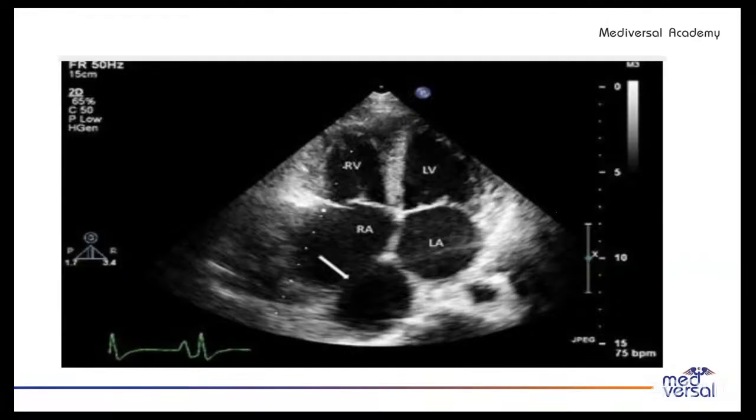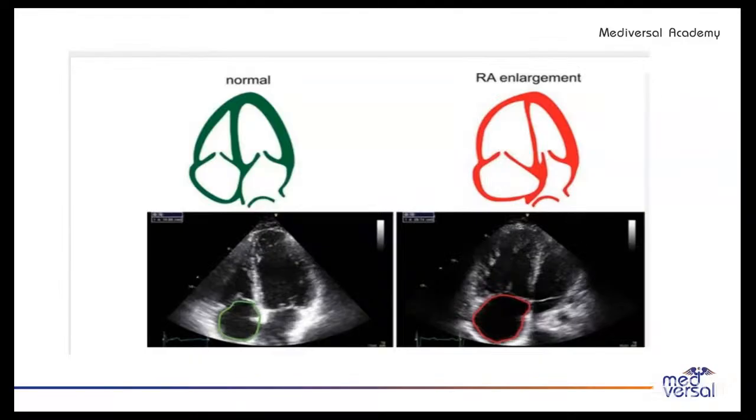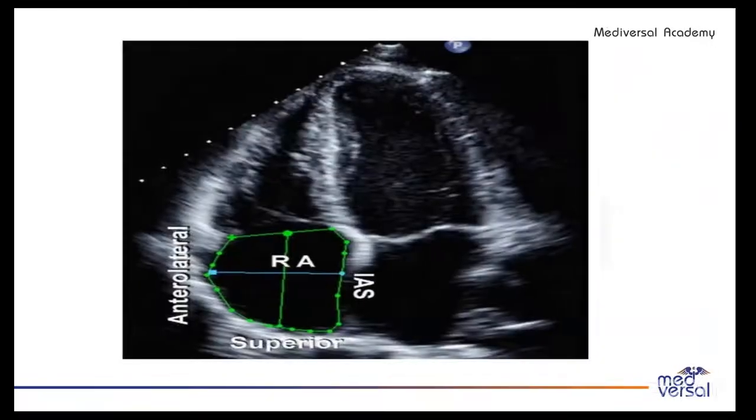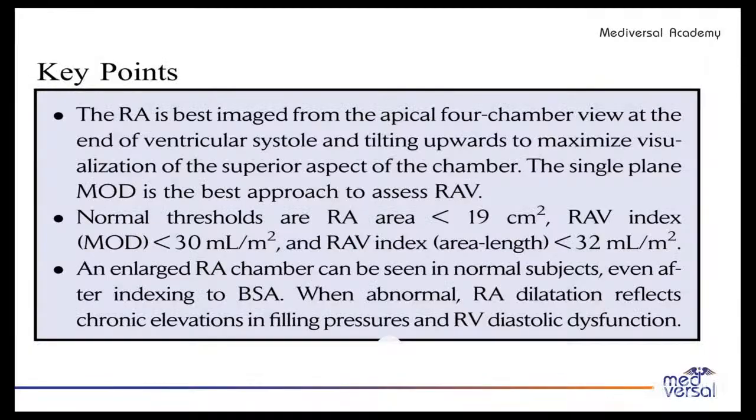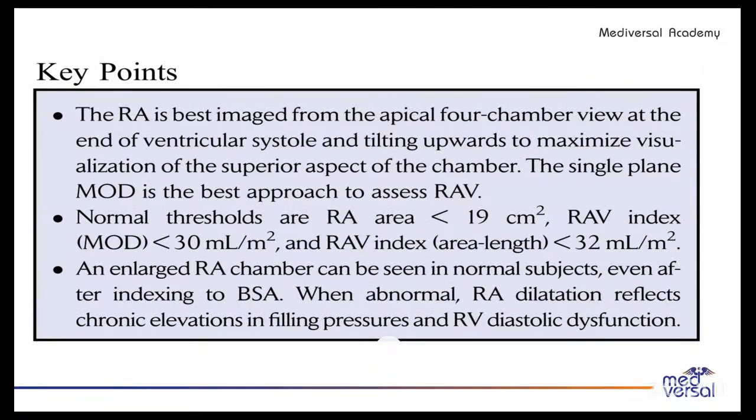While assessing the right side of the heart, you have to systematically analyze first RA, then RV. Whether any RA enlargement is present or not, we have to see. The RA is best imaged, generally, in the apical four chamber view. Normal threshold for RA was less than 19 centimeters square.